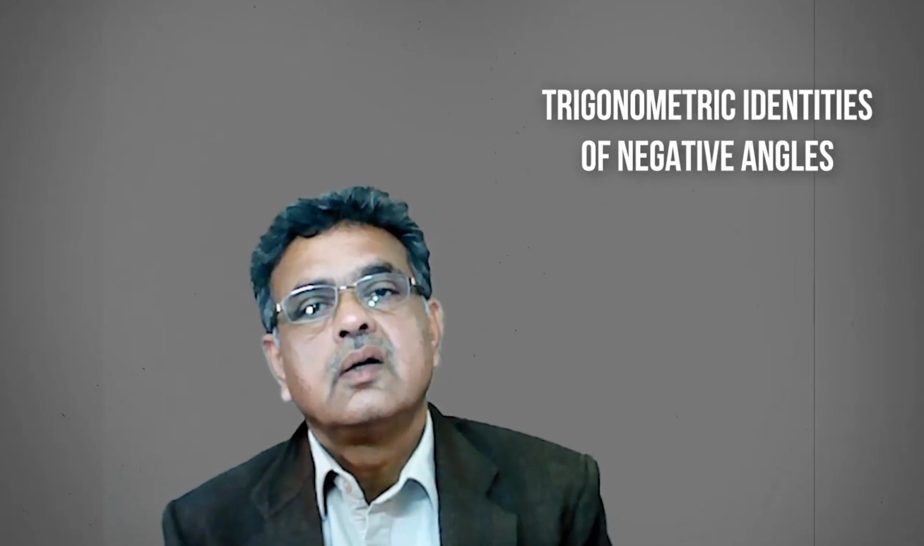AS level trigonometric ratios. Now the topic is trigonometric identities of negative angles. We have done positive angle and negative angle and reference angle or basic angle. So if there is a negative angle and we want to change it to a positive one, then how can we do that?